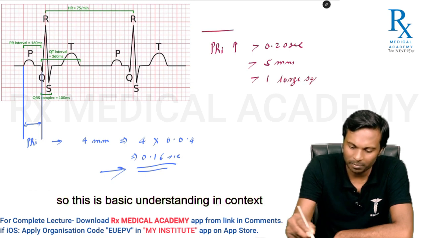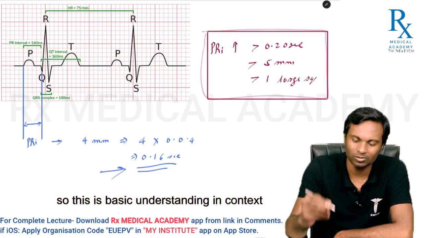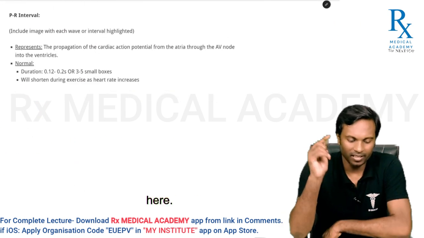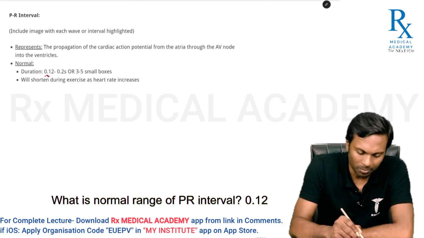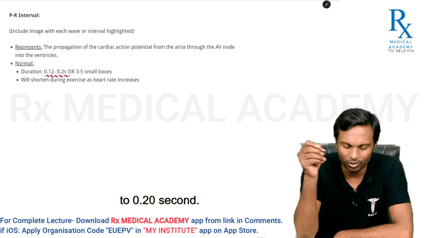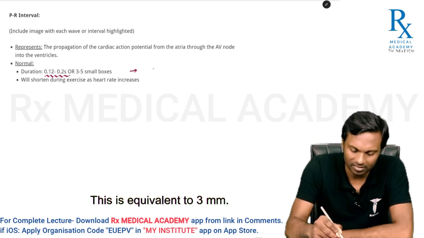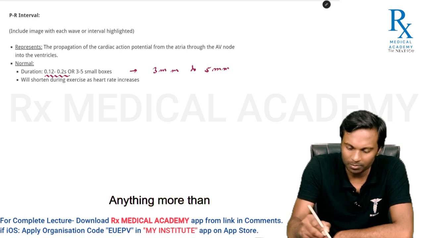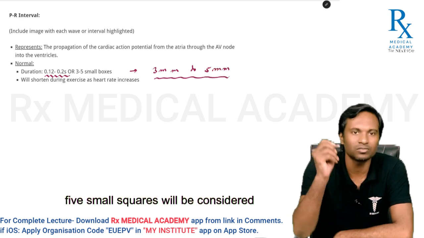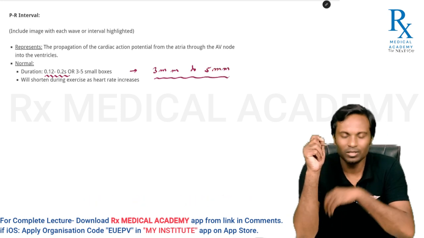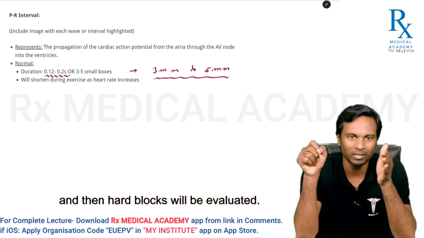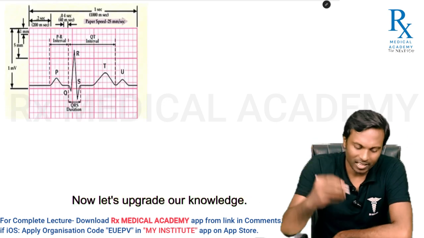Okay, so this is basic understanding in context of PR interval and heart block. Let's proceed further. Here, what is normal range of PR interval? 0.12 to 0.20 second. Again, let's recap. This is equivalent to 3 mm to 5 mm. Anything more than 5 small squares will be considered abnormal, will be considered as increased PR interval, and then heart blocks would be evaluated. Now let's upgrade our knowledge.